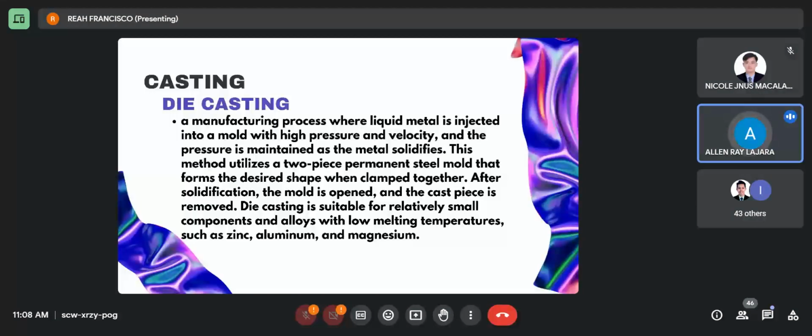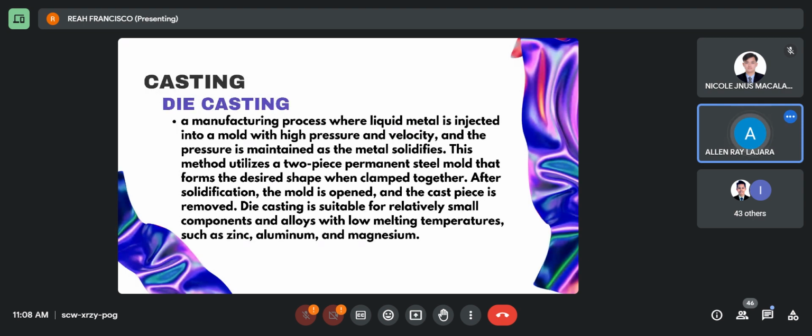Next is die casting. Die casting is a manufacturing process where liquid metal is injected into a mold with high pressure and velocity, and the pressure is maintained as the metal solidifies. This method utilizes a two-piece permanent steel mold that forms the desired shape when clamped together. After solidification, the mold is opened and the cast piece is removed.